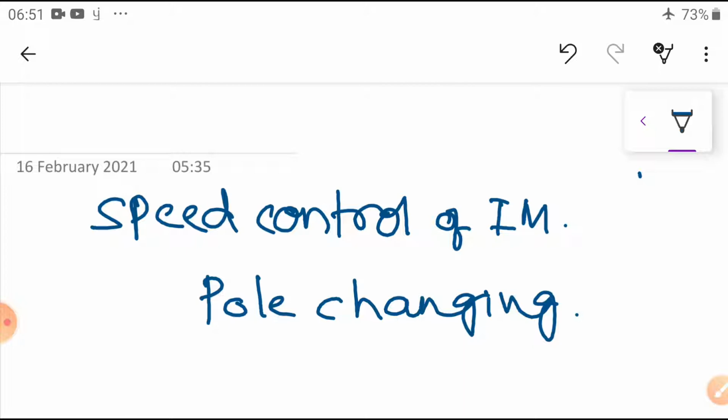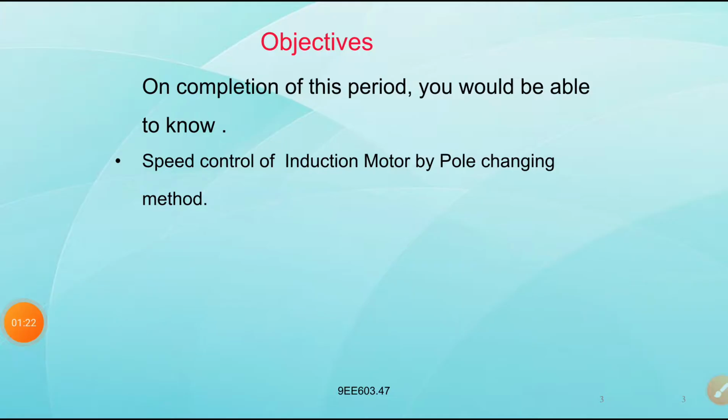In this class, we are going to control the speed of induction motor by another interesting method, that is called the pole changing method. What are the objectives today? On completion of this period, you would be able to know speed control of induction motor by pole changing method.